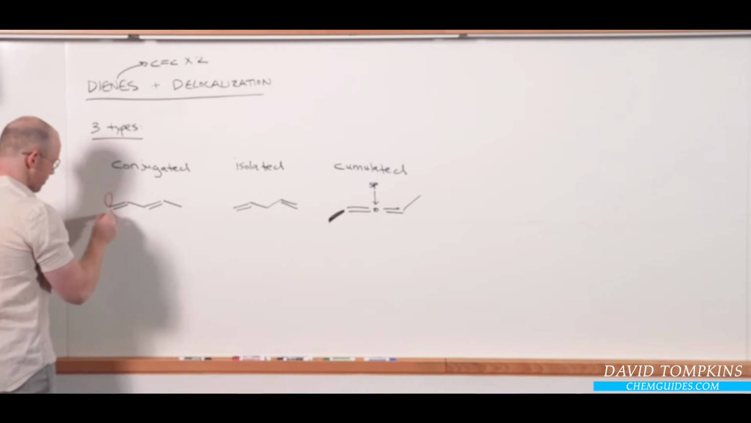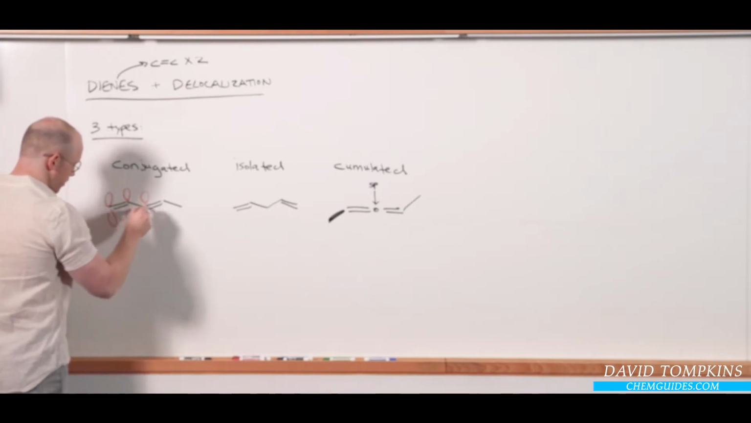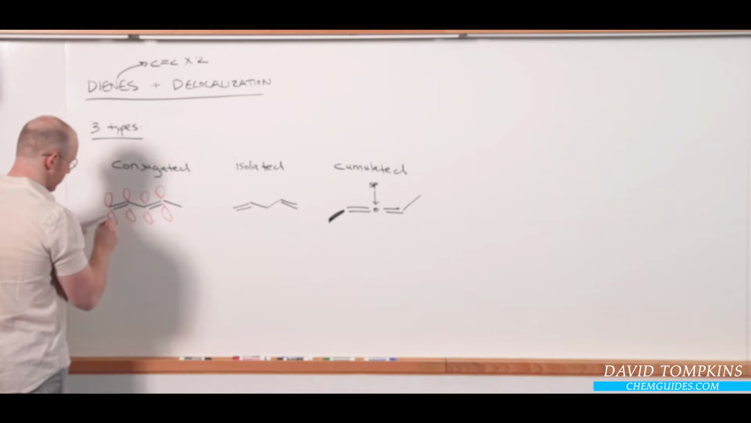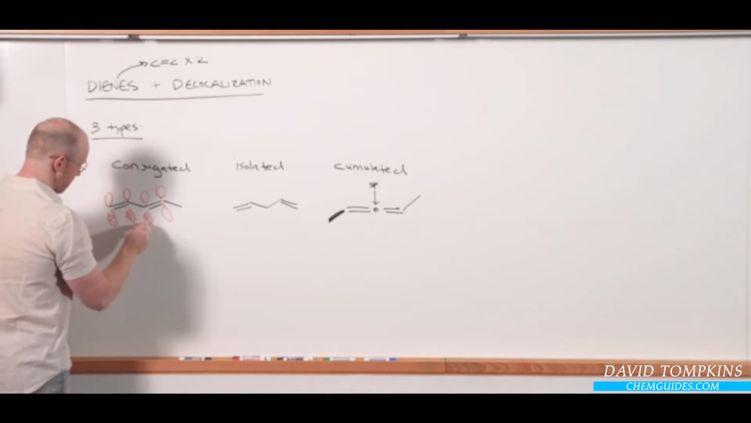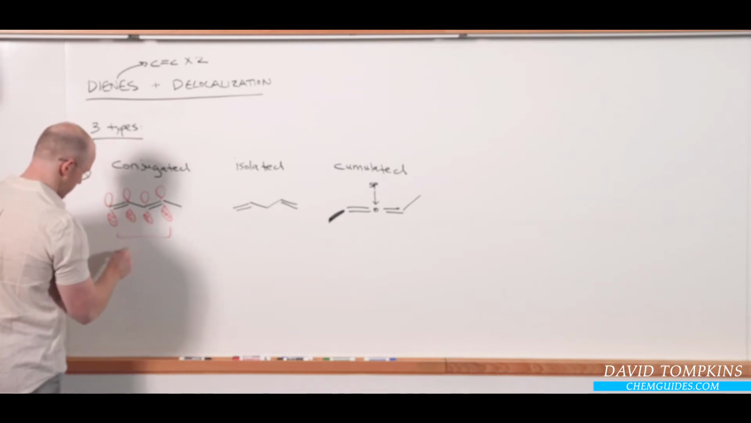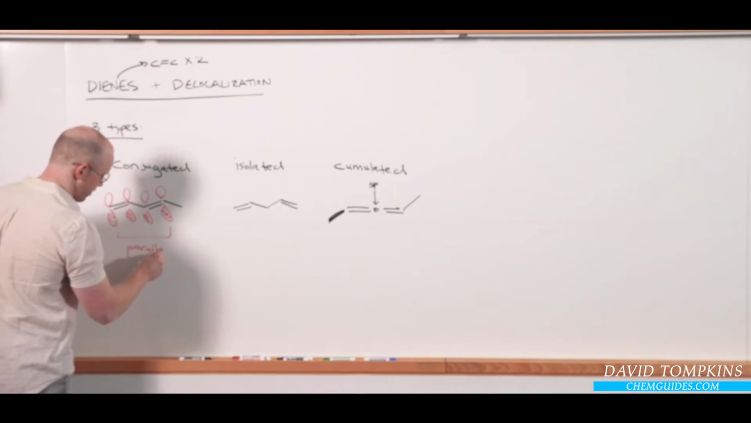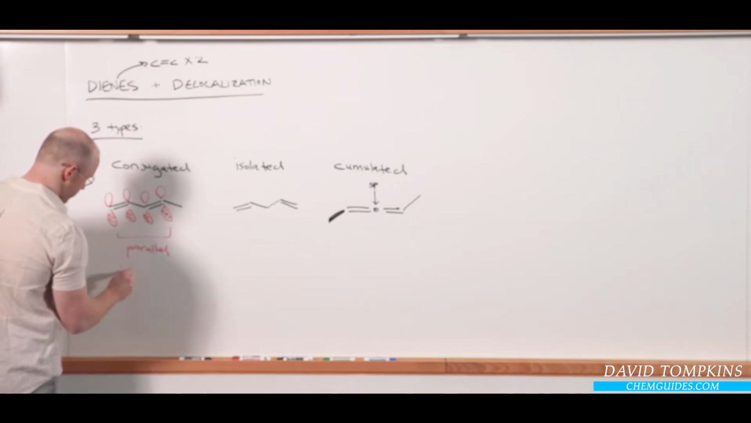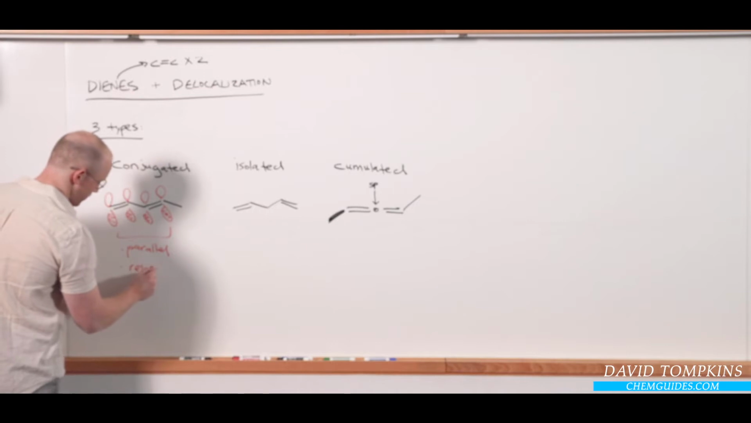For conjugated dienes, there are 4 consecutive parallel p orbitals. And it is essential that they be parallel such that they are in resonance and thus conjugated.